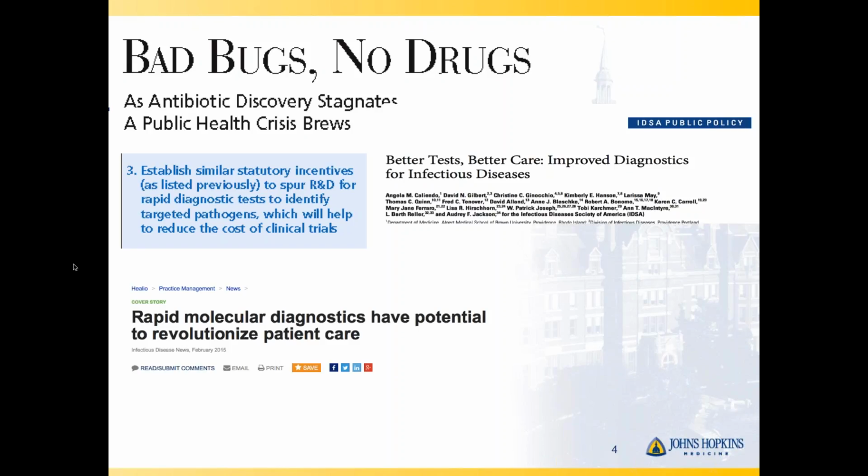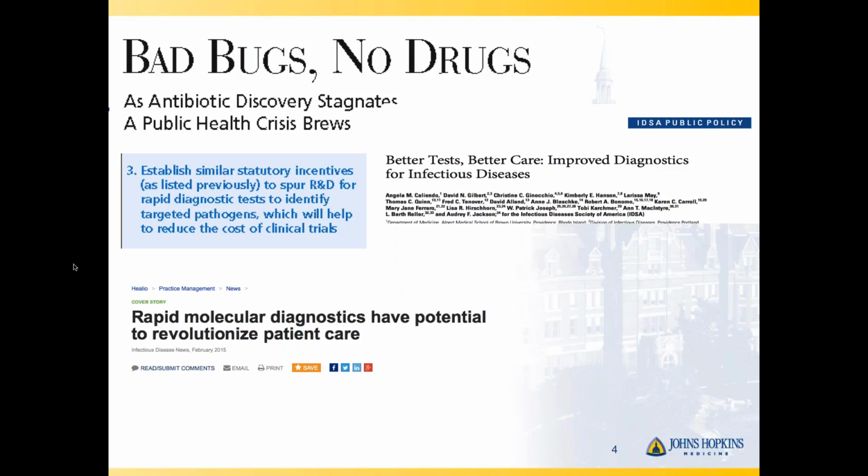Those rapid diagnostics have the potential to truly revolutionize patient care and change how we think about infectious diseases. We do have rapid diagnostics that can help us quickly identify resistant organisms and differentiate some of the specific pathogens and provide directed therapy early on.